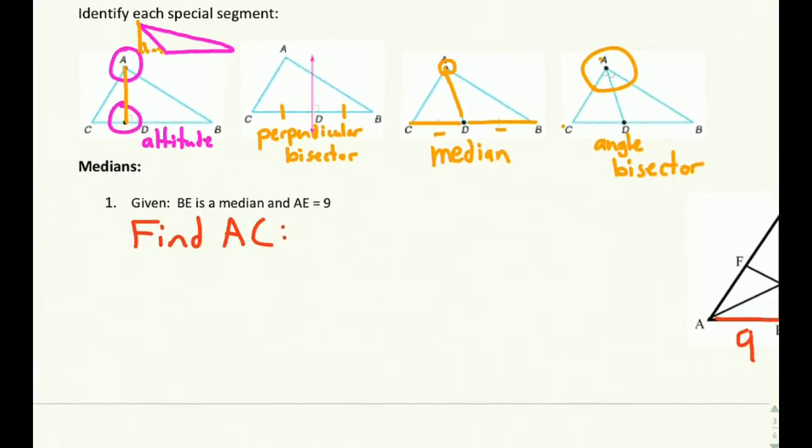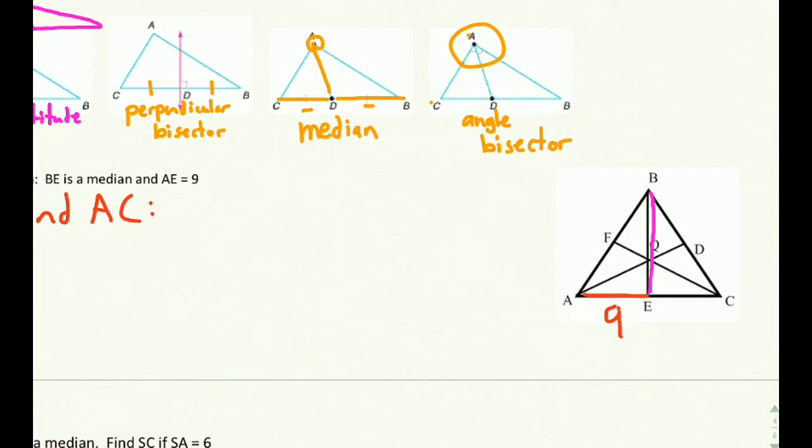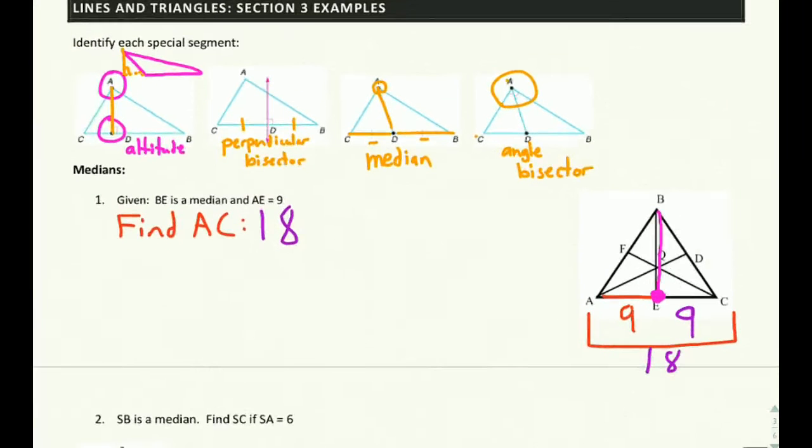And in order to find AC, we're going to look at this entirety here. If BE is a median, if this is truly a median, that means E is the midpoint of AC, because medians always go to the midpoint of that side. So if that is true, then we also know that EC is equal to 9, because it's two equal pieces if that's the midpoint. And if we add those together, we get 18. So AC is what the question is asking here. AC is going to be 18.